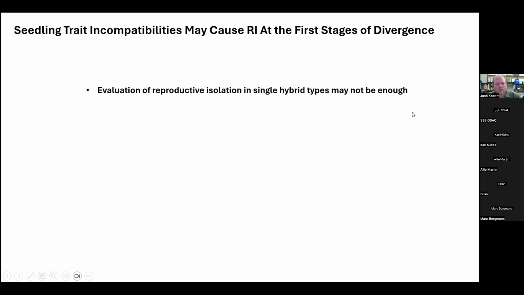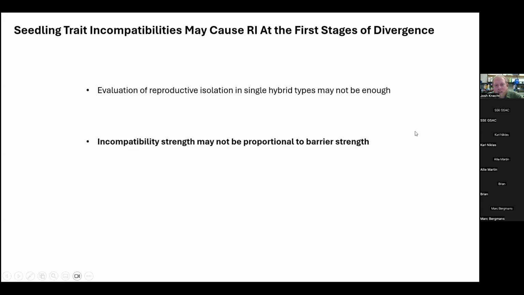And so, hoping that you have three big takeaways from this: I don't think we can evaluate reproductive isolation in single hybrid types. So even F2s, this might give us incomplete understanding of how reproductive isolation is working through hybrids. So I would like to advocate for thinking more holistically about the entire hybrid genotypic landscape. Second is that incompatibility strength may not be proportional to barrier strength. So subtle incompatibilities may lead to real isolation.